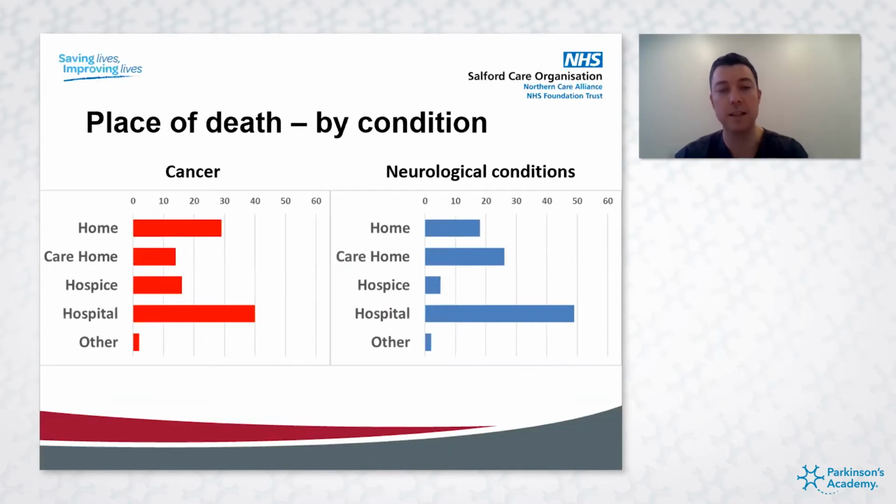And then if we look at different conditions, we know that, for example, people with cancer are more likely to be able to die in their own home, meet those wishes, whereas people with neurological conditions are less likely to do so and more likely to die in hospital. So this data looked at all neurological conditions classified from MND, MS, Parkinsonism, also included traumatic brain injury, nervous system tumours, so some crossover with the cancer group.